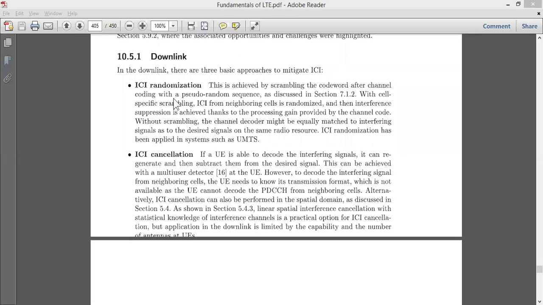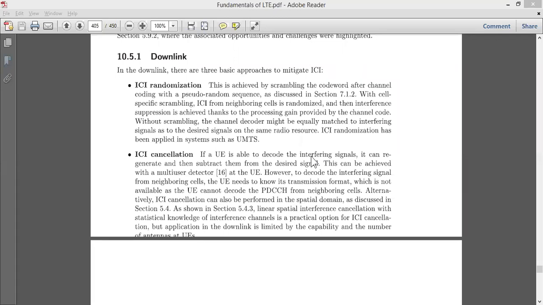ICI randomization is nothing but the scrambling of the code word after channel coding. For example, if there is one transmitter and I am transmitting my signal from one cell to another cell, then before transmission, when it comes to the channel part, we do some kind of coding.